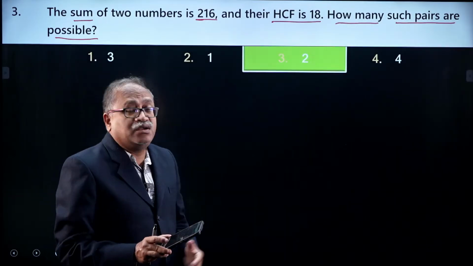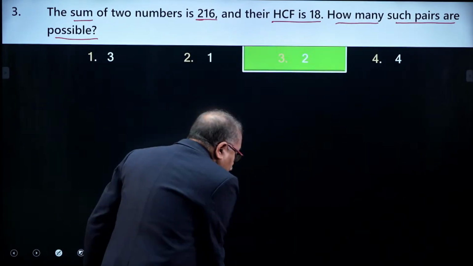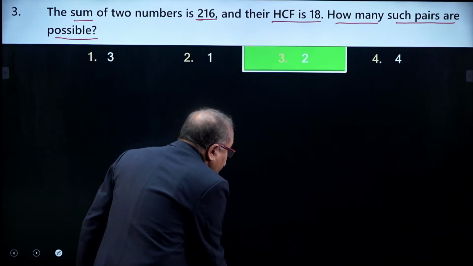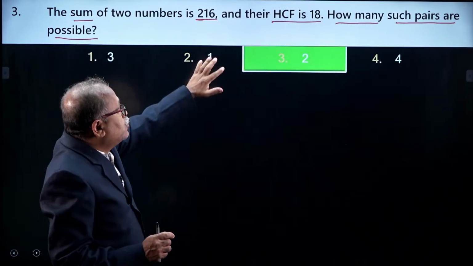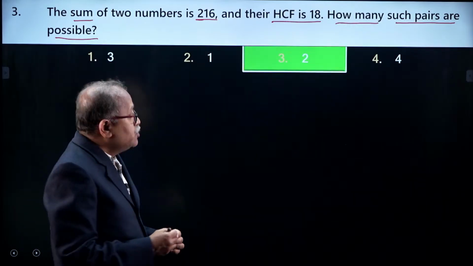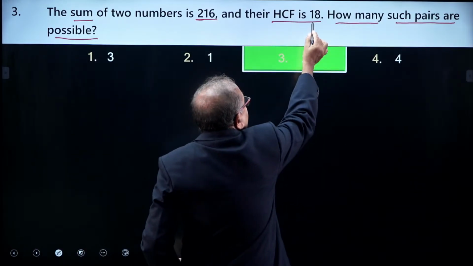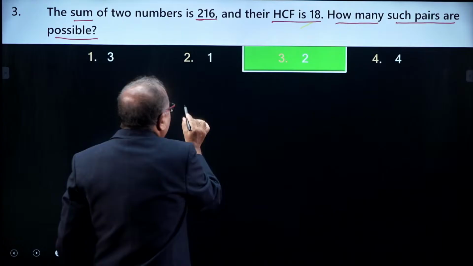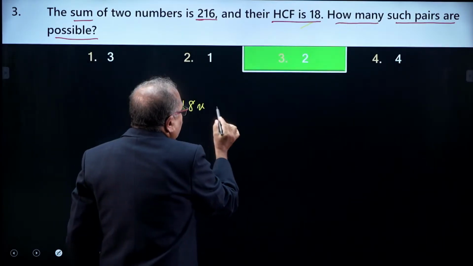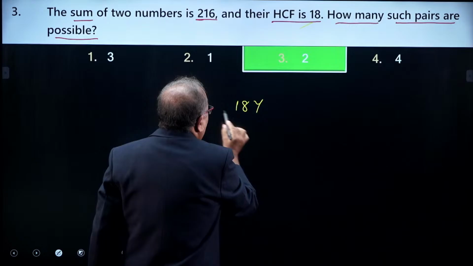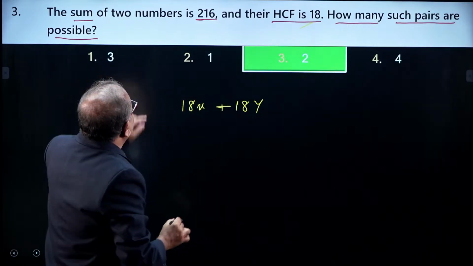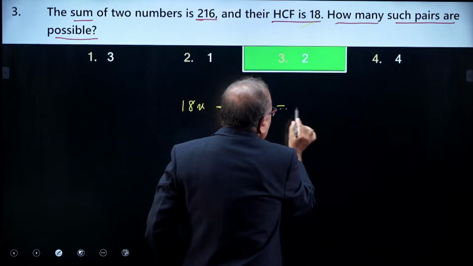Here the number system also. Unless you know the fundamentals of LCM and HCF and have worked out all the models, you will not be able to answer this question. You know that HCF is 18. That means one number will be 18x, the other number will be 18y, and the sum of these two numbers is 216.